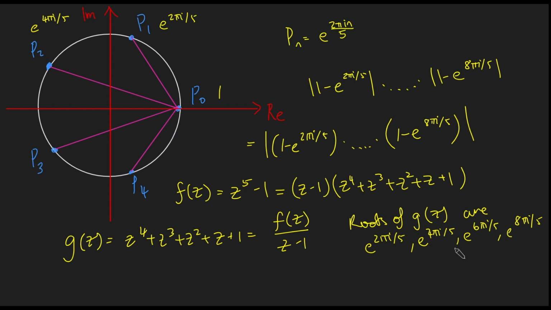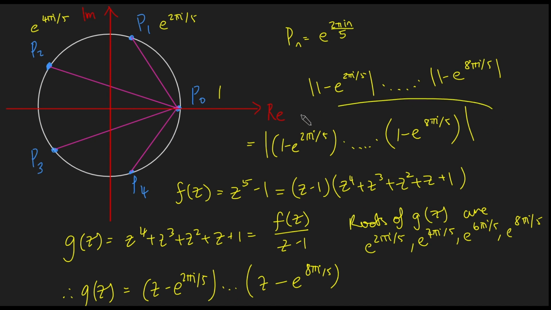Those are the 4 roots of g, and so therefore we can factor g of z as z minus e to the 2 pi i over 5, and so on up to z minus e to the 8 pi i over 5, like so. So now we've got what g of z is. And so now, remember, we're trying to compute this thing here, which conveniently is just g of 1 when I plug in 1 into this, and then take the magnitude of it. So this here is just the magnitude of g of 1.